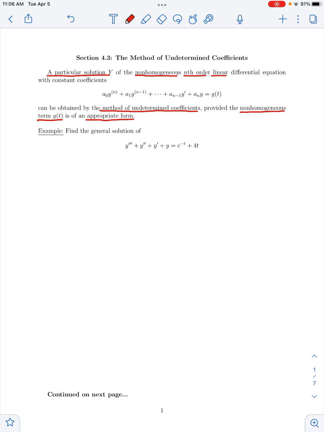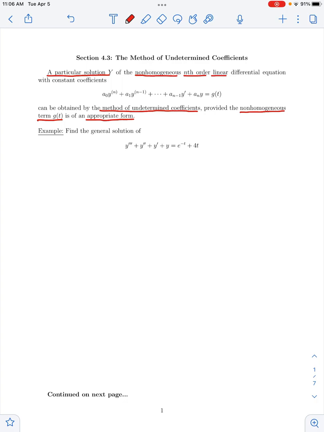And as long as g of t is either a polynomial, an exponential, or a sine or cosine function, or products or sums of those types of functions, then we can use this method of undetermined coefficients. And the way that it works is the exact same as what we saw in chapter 3. Once we know the form of our particular solution, we can determine our coefficients by substituting that particular solution into our non-homogeneous equation. So let's look at some examples of how this will work for higher order equations.